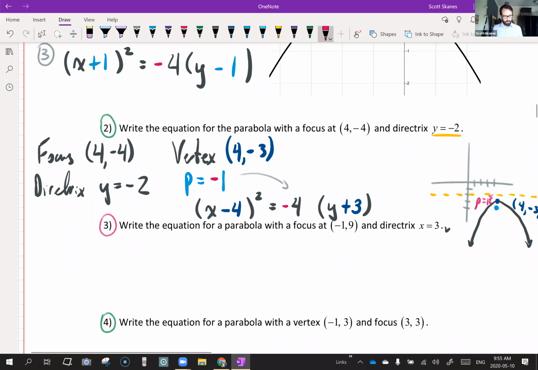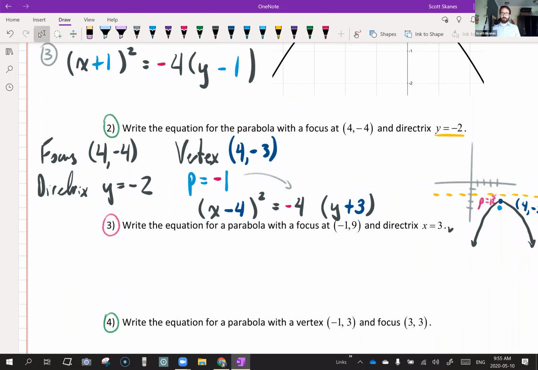So again, these are a bit puzzly, but we're only trying to work out 3 different things: the vertex, focus, and directrix. The p-value comes from knowing the distance between the vertex and the focus, and the directrix is basically the same thing. It's just on the other side of the vertex.